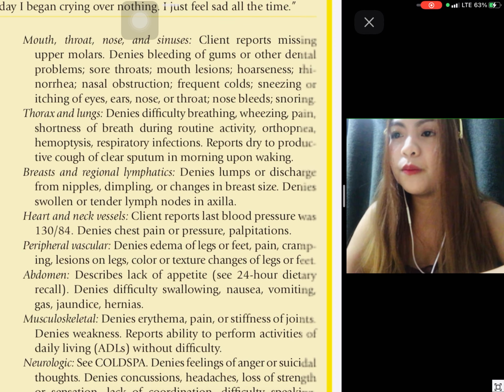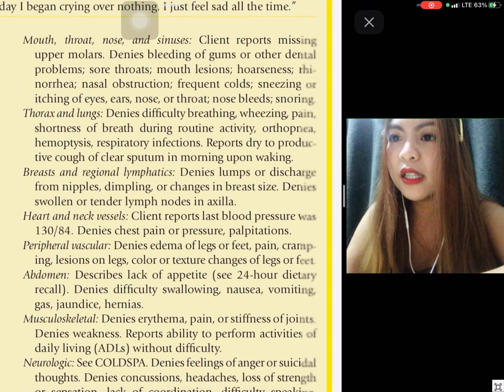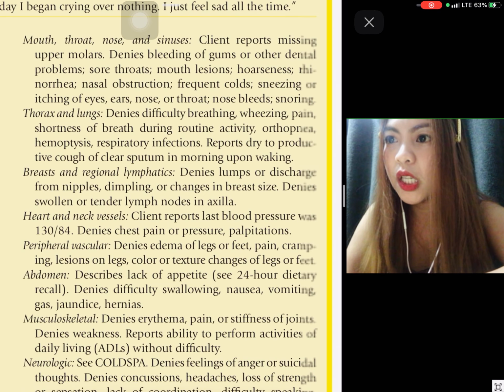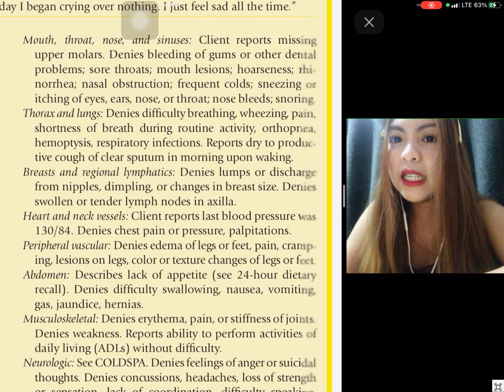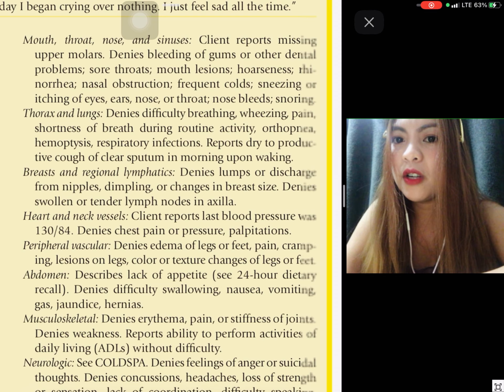Heart and neck vessel. Client reports last blood pressure was 130/84, denies chest pain or pressure, palpitation. Peripheral vascular, denies edema of legs or feet, pain, cramping, lesions on legs, color, texture, changes of legs or feet. Abdomen, describes lack of appetite. So we have our 24-hour dietary recall.